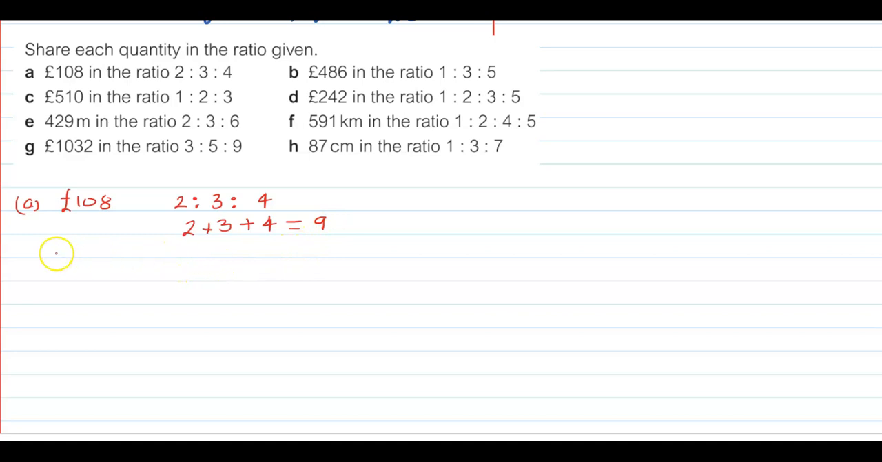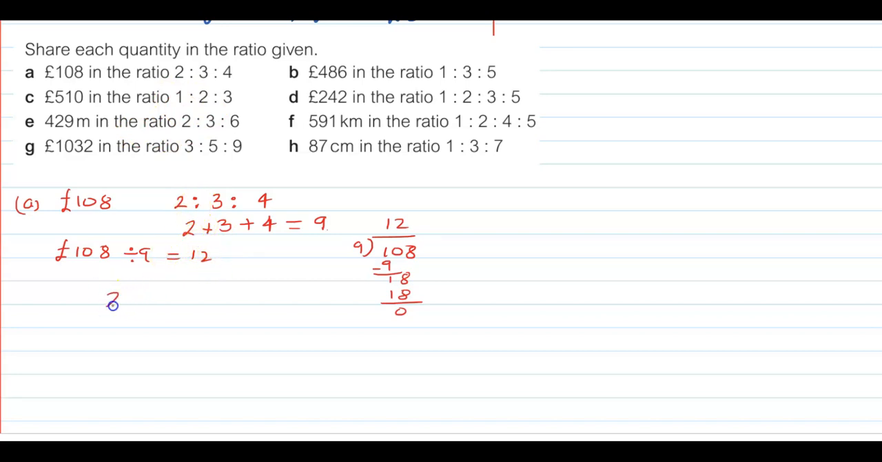Then the second thing is you divide this 108 by this total, that is sum. So if you divide 108 by 9, let's divide it. 9 times 1 is 9, 10 take away 9 is 1, and 8, so 9 times 2 is 18. Yeah, so we got 12. Okay, so our required number is 12.